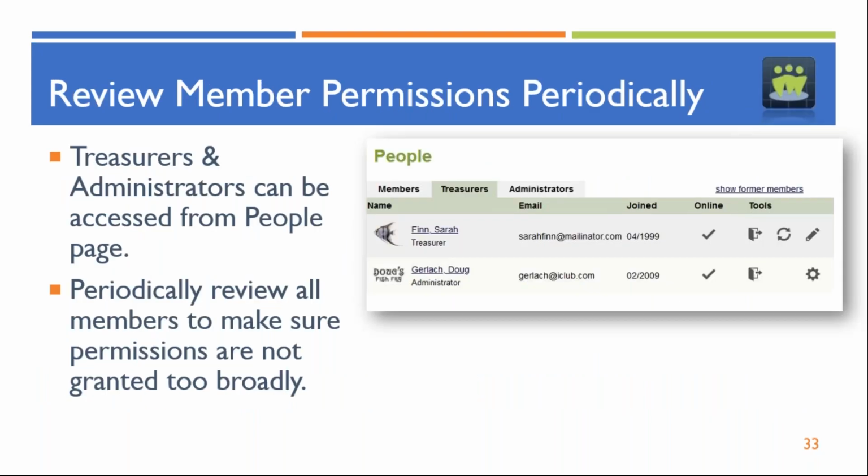It's also a good idea to review your member permissions periodically. This might be a good job if you are the club administrator, or even a member of a club, after tonight: log into My iClub and look at the treasurer list and the administrator list in the people tab. And if you see somebody who is set as a treasurer but hasn't been active as the treasurer for a couple of years, you might inquire, why is that permission there? Should that be removed? As we suggested, it's always good to have a backup, but do you need 4 treasurers? I can't imagine too many clubs need 4 treasurers.